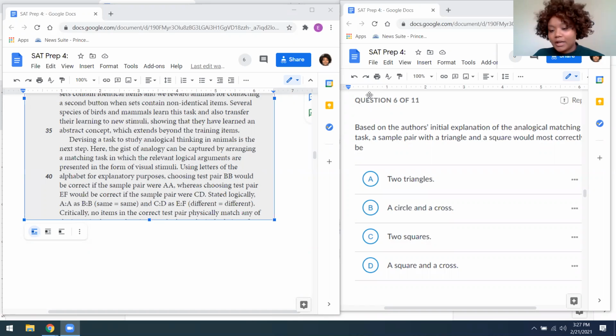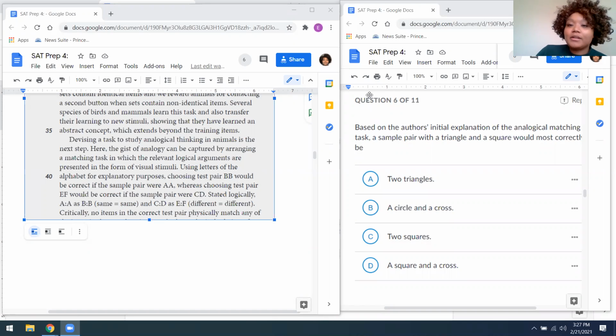Sorry, someone's asking me for access to this. Sorry, someone's asking for access to the Google Doc. I'll get them in a second.